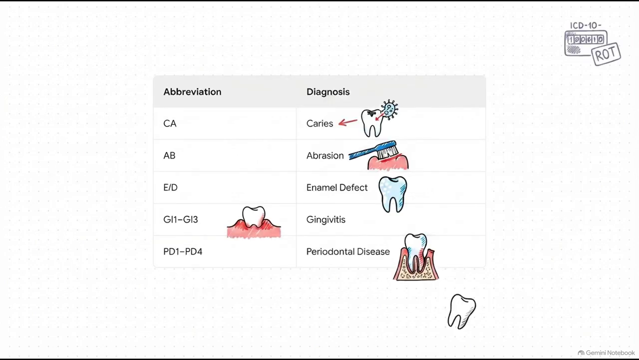You're going to frequently see CA for caries. That's tooth decay caused by bacteria. Compare that to AB for abrasion, which is non-carious structural damage often caused by mechanical friction like aggressive brushing. Knowing the difference between bacterial caries and mechanical abrasion is absolutely crucial for your ICD-10-CM coding and getting those pre-authorizations approved. You'll also see E/D for enamel defect, GI1 through GI3 for varying stages of gingivitis, PD1 through PD4 for periodontal disease stages, and ROT for a rotated tooth.